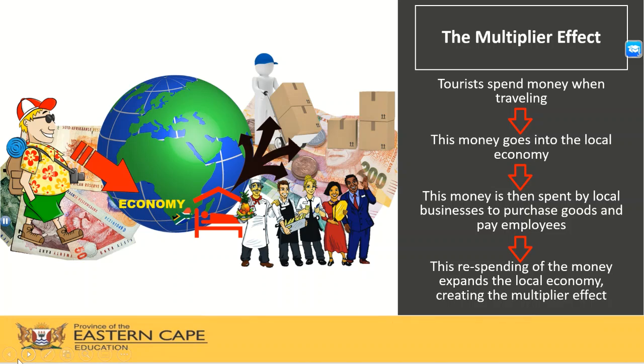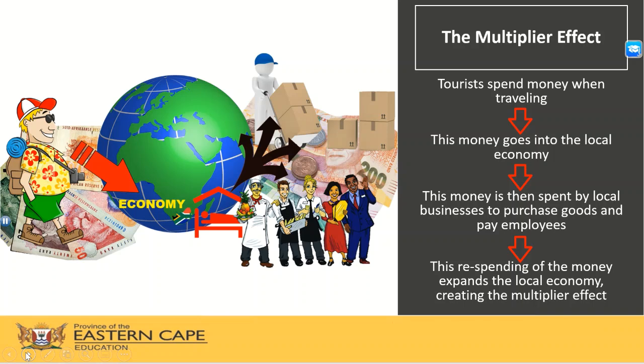Best way to explain it to you is by means of a graphic that you see on the left-hand side of your screen. There you have a tourist coming to South Africa, and that tourist will spend money when he is traveling. In this specific case, you will see he is spending money at an accommodation establishment. So that money that is spent by the tourist goes into the local economy and is spent by local businesses to purchase goods and pay employees.